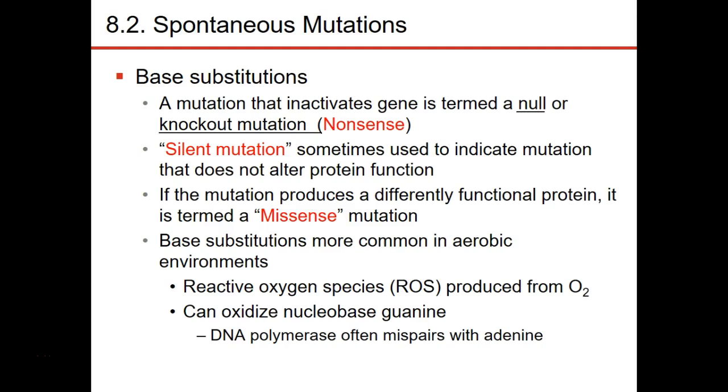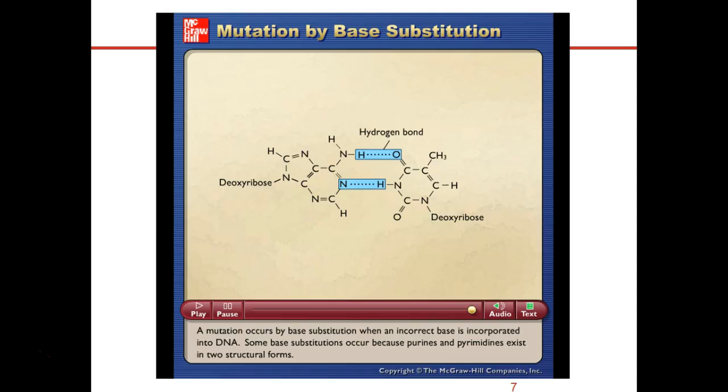Nonsense mutations are often called knockout mutations because they inactivate genes, they stop genes from working, and they can actually cause death of the cell. Silent mutations don't cause any problems with the cell because the protein will be the exact same. And then missense produces those differently functional proteins.